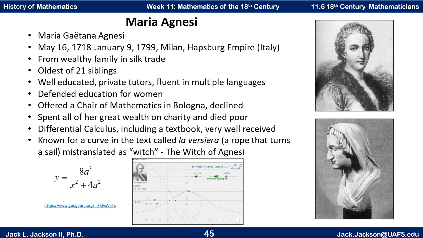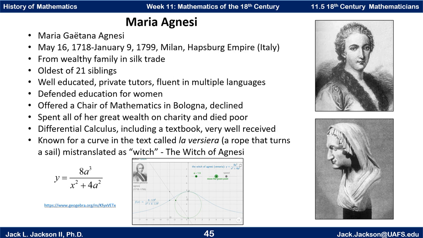She was offered a chair of mathematics in Bologna, but decided to decline that. She was a little bit later in her life when that happened. And ultimately, she had quite a bit of money, but she ended up spending it on charity and ended up dying poor. But the thing that she's known about in mathematics is her calculus textbook, particularly her differential calculus, and it was very well received. And was used quite a bit.